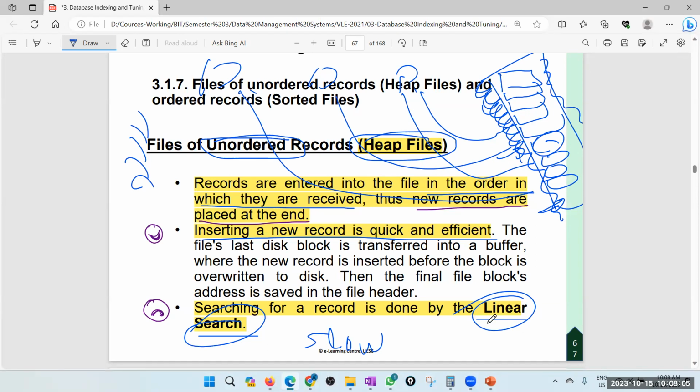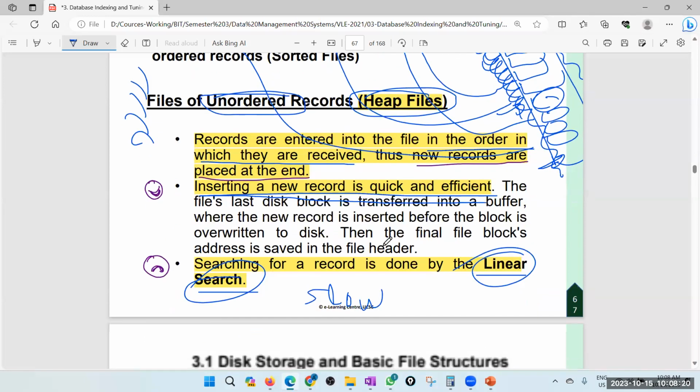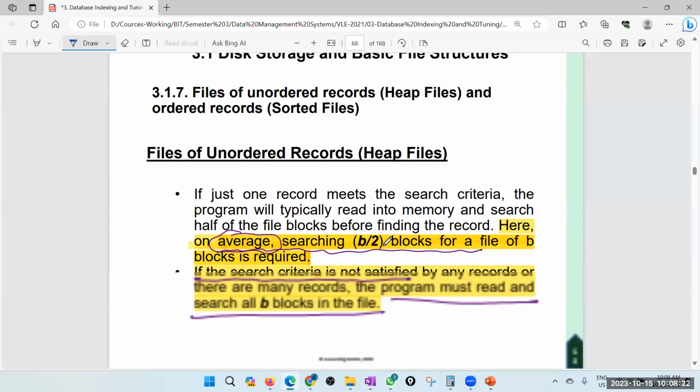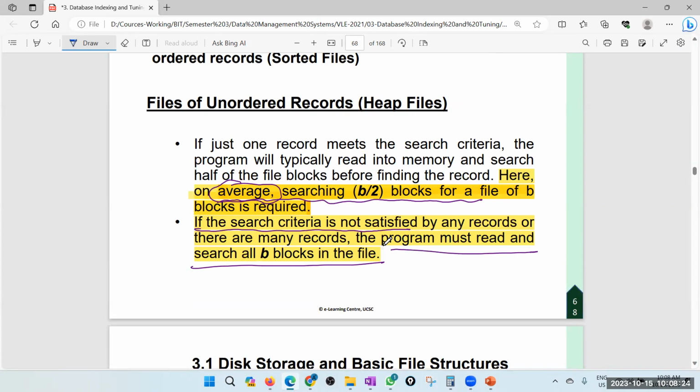So definitely update, delete, and modifications are super slow. The only thing is insert is super fast. Inserting a new record is quick and efficient, but all the other operations are fairly slow.